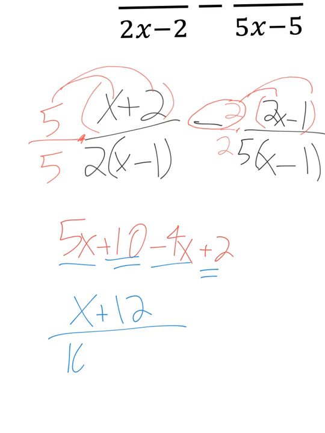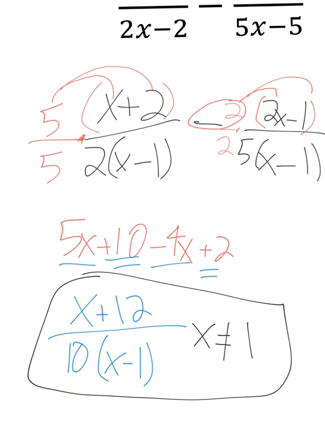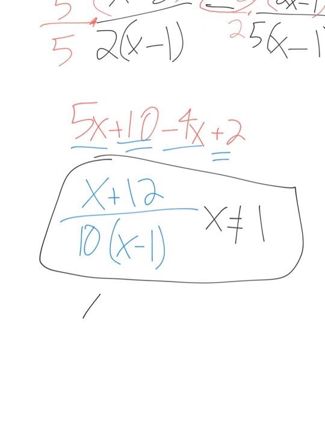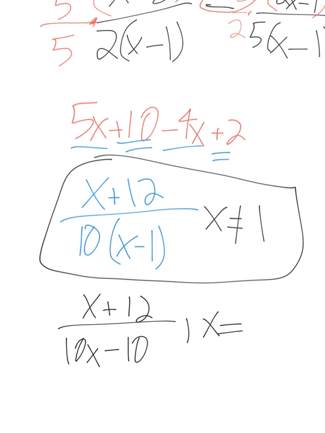So 5 times 2 is just 10, right? So 10 times x minus 1. And so I'd accept this as the final answer as long as you said x cannot equal +1, because that would make this say 1 minus 1, and that'd be doing 10 times 0, that's 0. So you can write that as the final answer, or you can distribute that 10, and you can write x plus 12 over 10x minus 10, where x cannot equal 1. Either one of those is okay for the final answer.